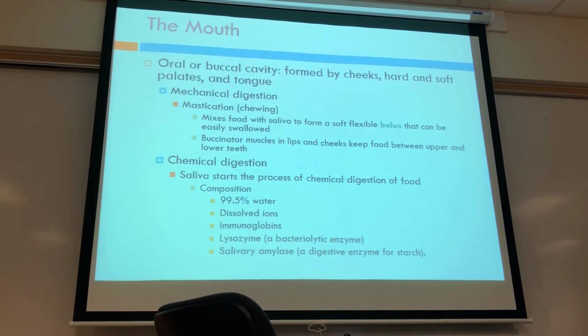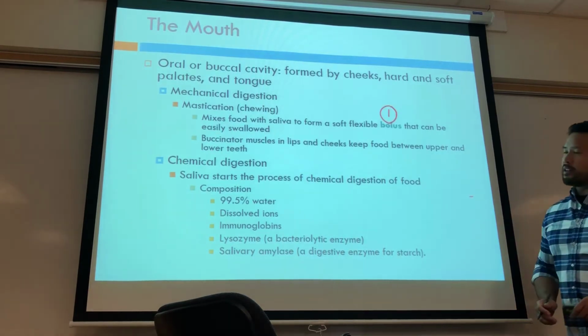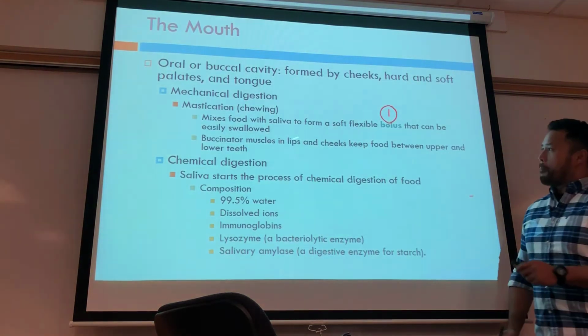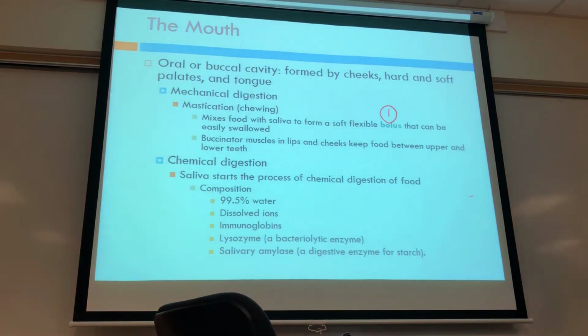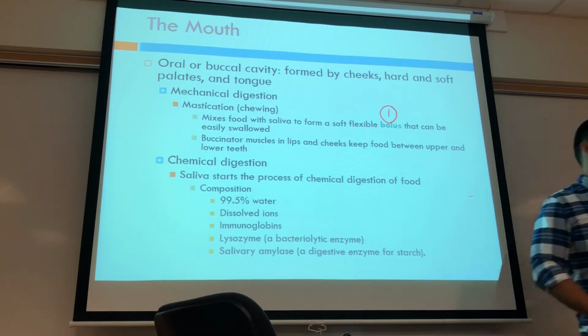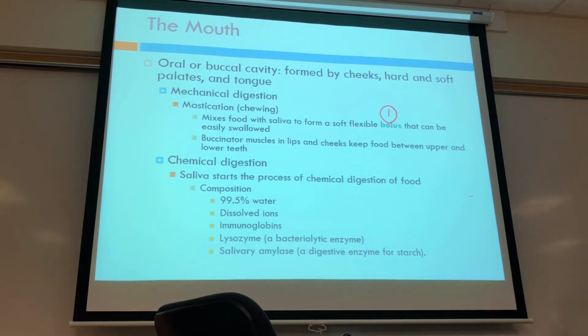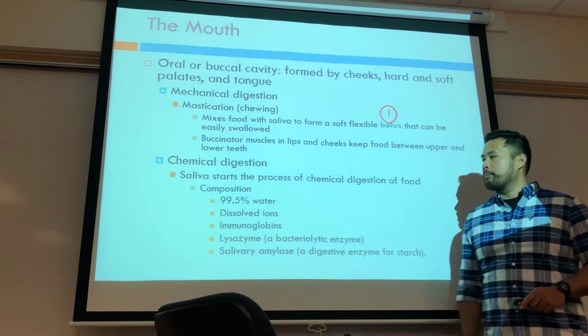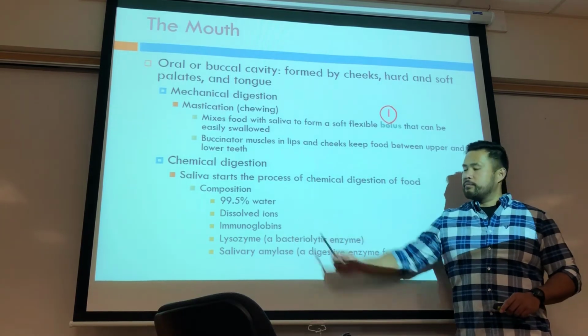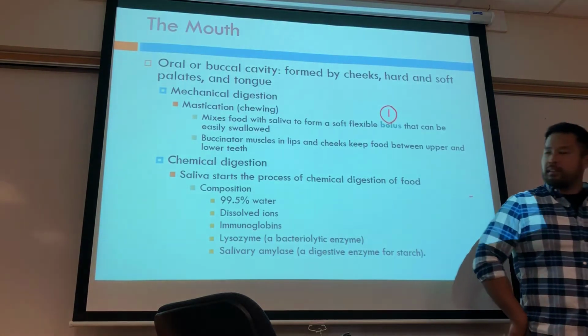In that process, we create the first step of what we call our food, that bolus of food, which is what we've ingested, combined with saliva. We'll talk about what's in saliva on a later slide. Chemical digestion involves the enzymes in this process. So we'll learn what saliva is composed of, most of it being water, about 99.5% water. Dissolved ions are involved in the enzymes itself.